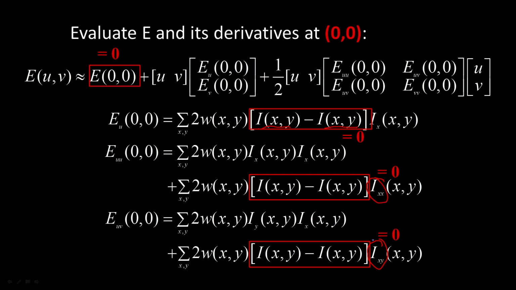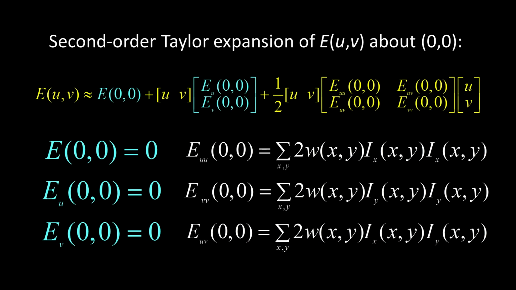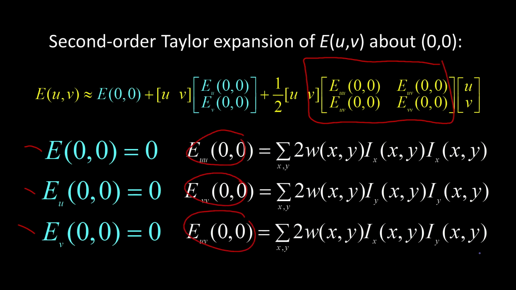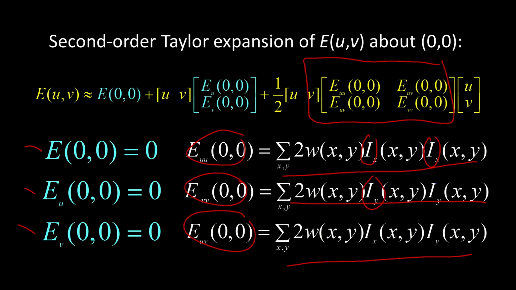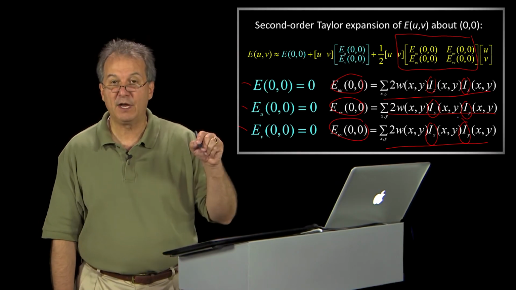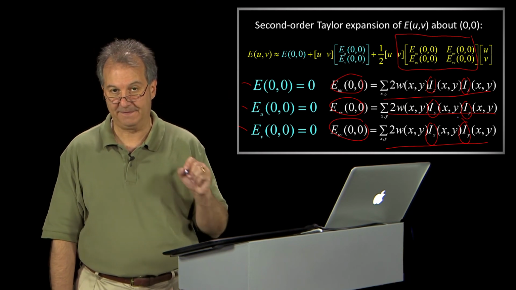So when I get rid of all of the stuff that equals 0, my equations become very, very simple, and they look like this. Okay? My main function is 0. My first derivative components are 0. And these components, which go in the matrix, are just these simple terms here. And you'll notice that the only thing in here is the first derivative with respect to x times the first derivative with respect to x, the first derivative with respect to y times the first derivative with respect to y, and the first derivative with respect to x times the first derivative with respect to y. Say that 7 times fast. There are no second derivatives left.